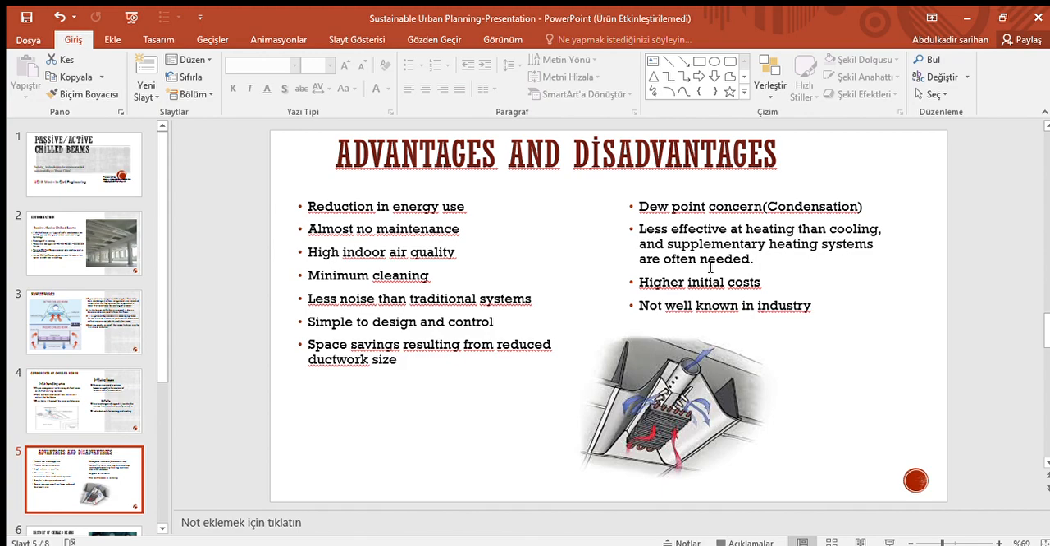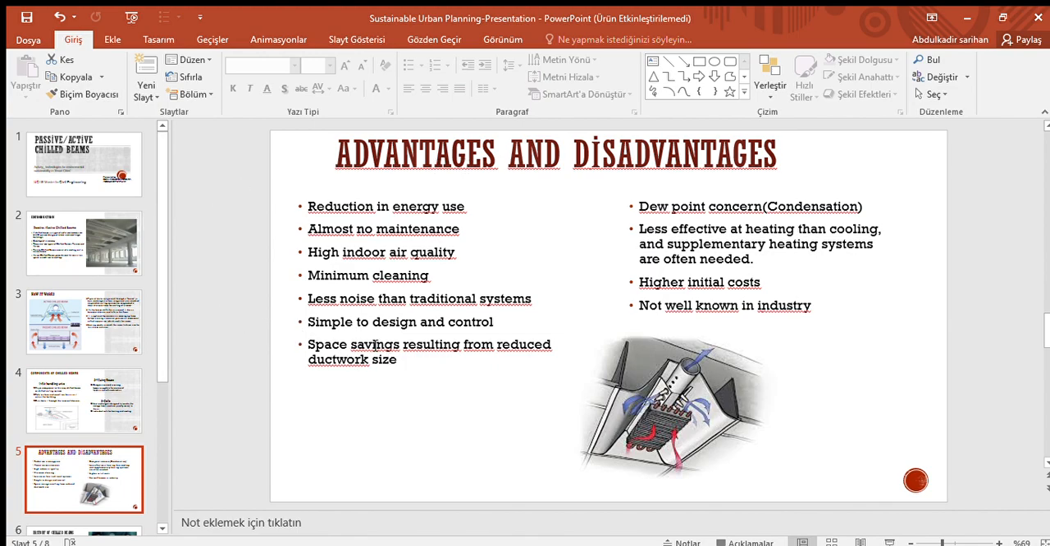As we know, there are lots of systems for heating or cooling buildings. So if we ask ourselves why we should use these systems, here are the answers. The first advantage is reduction in energy use. This is my favorite one. It's really important, reduction in energy. And the second advantage is almost no maintenance, high indoor air quality, minimum cleaning, less noise than other traditional systems, simple to design and control, space savings resulting from reduced ductwork size.